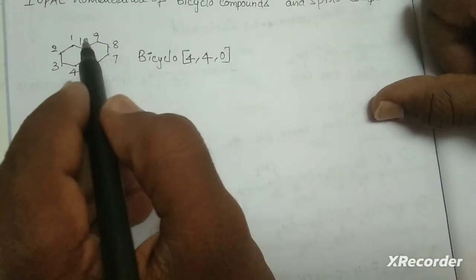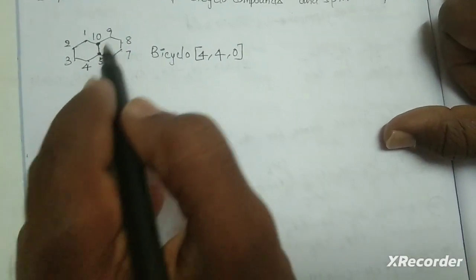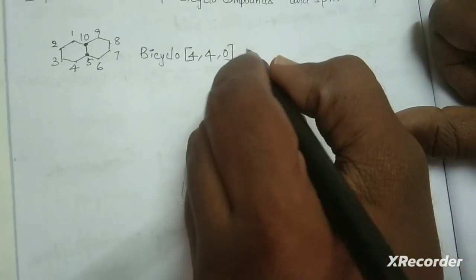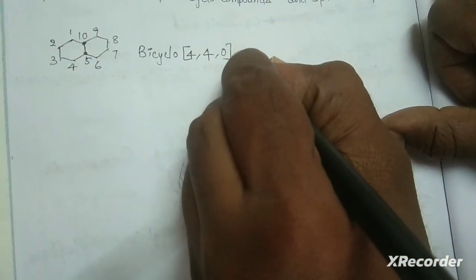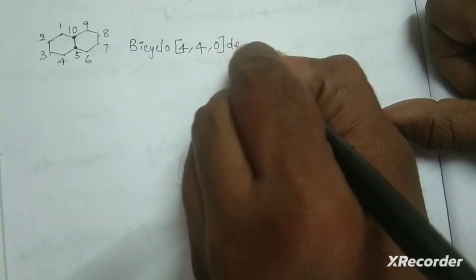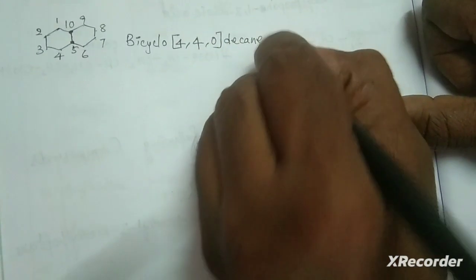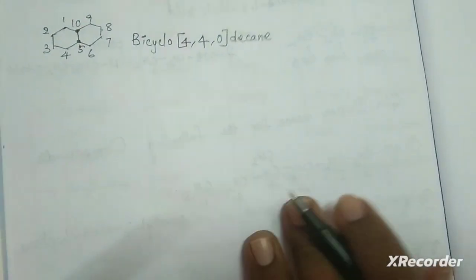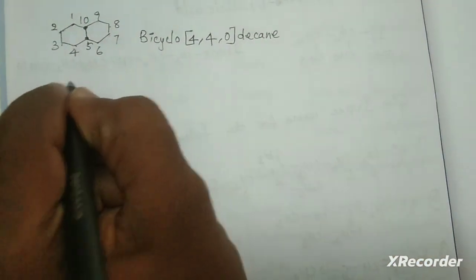And how many total carbons do you have? 10 carbon atoms are there, so you write it as decane. Bicyclo 4 0 decane. Okay, and we will take another one.